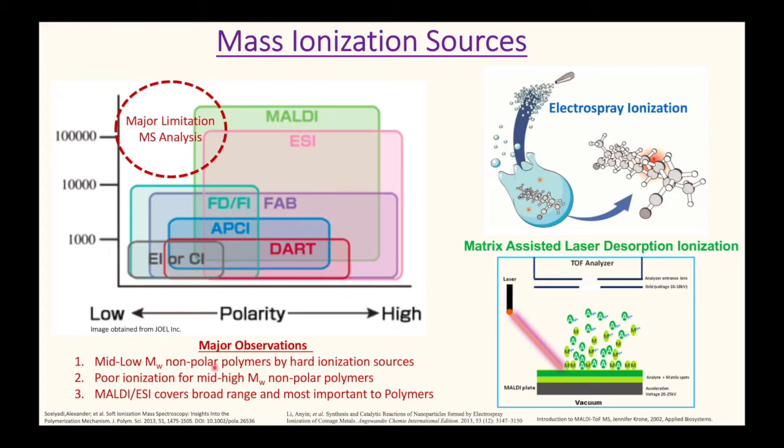So just to give you an example of two hard ionization sources, we would have EI or CI, while MALDI and ESI are considered soft ionization sources. The two most commonly used sources to characterize polymers are ESI and MALDI. Now, there is something here that I think is really important to note with respect to ESI and MALDI. There is a major limitation of this technique. We have a hard time analyzing nonpolar samples from low molecular weight all the way up to high molecular weight. And that's going to be a topic of discussion over the next couple of slides.